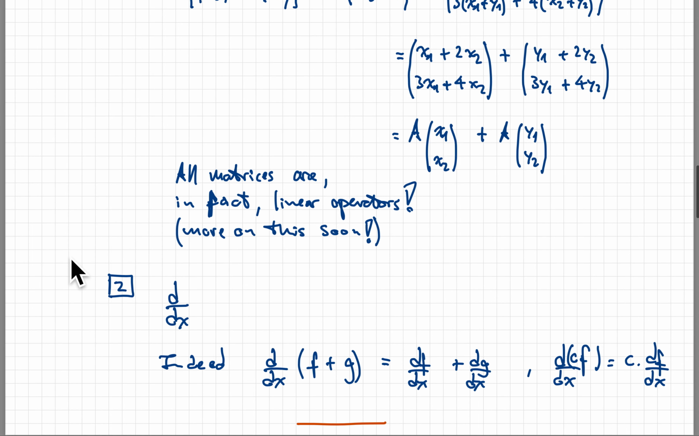Now, another linear operator that you've worked with many times, and perhaps you didn't realize it's a linear operator, is the derivative operator. So d/dx, this derivative operator, is a linear operator. And indeed, you know that the derivative of the sum of two functions is the sum of the derivatives, and the derivative of a constant times a function is a constant times the derivative of the function. And so you see right away that the derivative is indeed a linear operator.